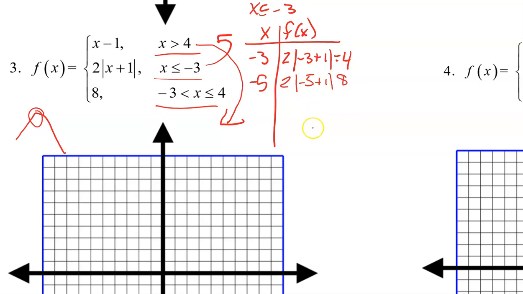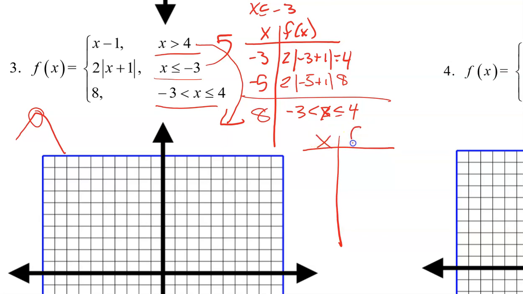Second portion, we have -3 less than x less than or equal to +4. For all that, it's a constant. So between those points, we're just going to have 8. And then for x greater than 4, let's go ahead and draw out our t-chart for this. For x greater than 4, it'll be x minus 1.